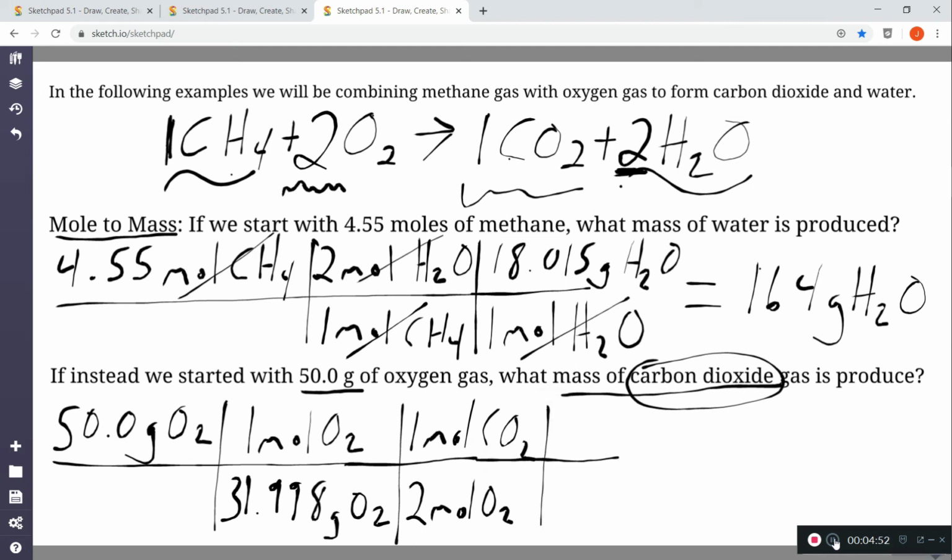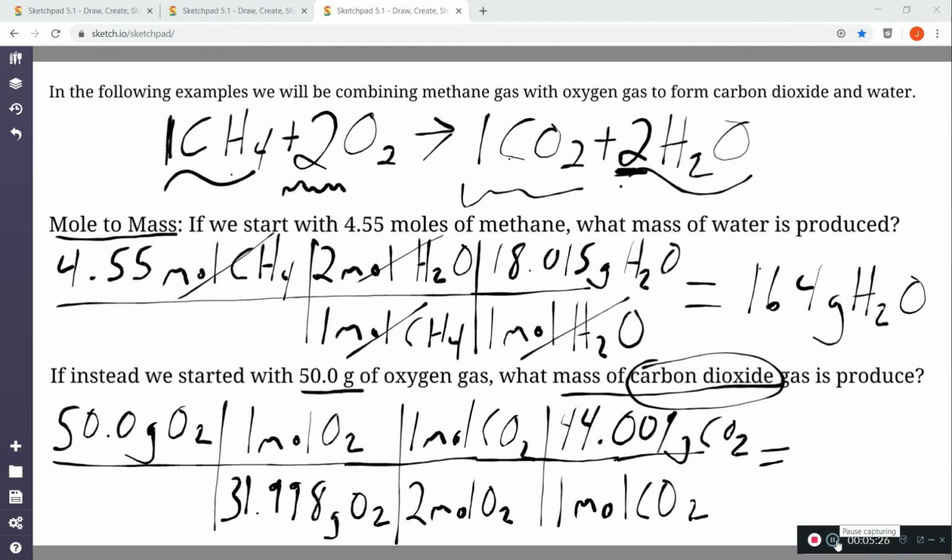And finally, we don't want moles of CO2, we want grams. So we have to do another molar mass calculation. We have to look up and add up 1 carbon with 2 oxygens. And when we do that, we get 44.009 grams. So we do the calculation. Remember, you multiply the numbers on top and divide the numbers on bottom. And respecting 3 sig figs, we get 34.4 grams of CO2.